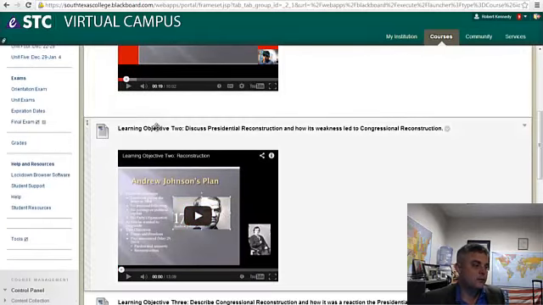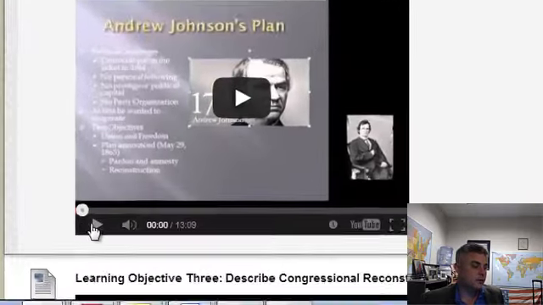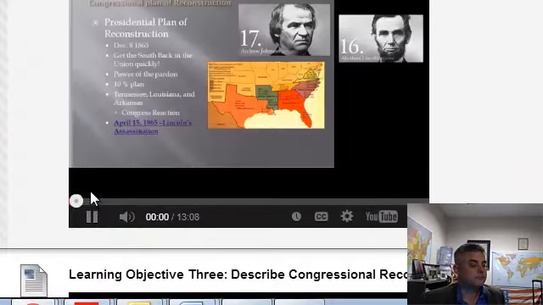Same thing, write it down, right? Learning objective 2 is discuss presidential reconstruction and how its weaknesses led to congressional reconstruction. Click the link and just take notes, right? Don't worry about writing down every single word I say. Just write down individuals' names, events, dates, laws. Maybe if I'm talking about a battle, write that down. You don't have to elaborate on it.